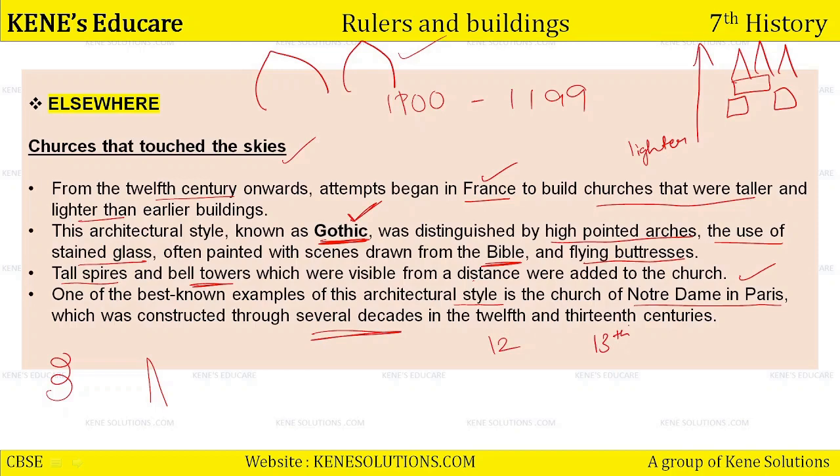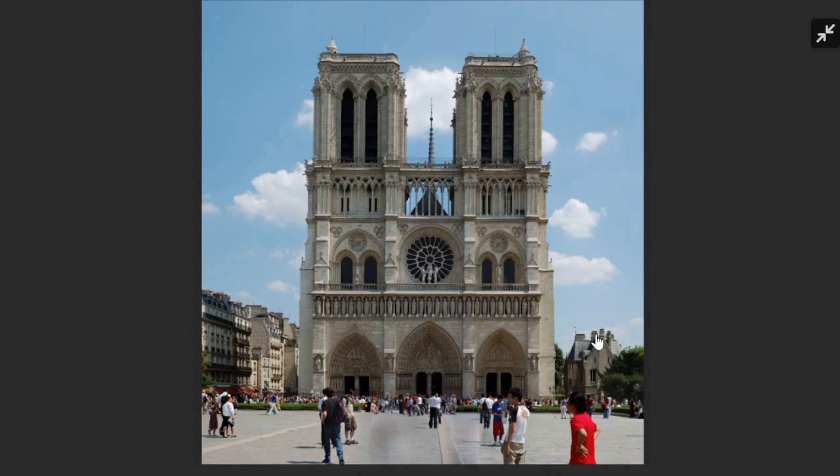It was such a big architecture that it took centuries to complete this Notre Dame church in Paris. Okay, and this is the finest example of Gothic style of architecture in the world. Okay, there are more architecture and buildings and churches as well, but this Notre Dame is the epitome. It's the best example of Gothic style of architecture being built in France. Okay, this is the Notre Dame church in Paris.